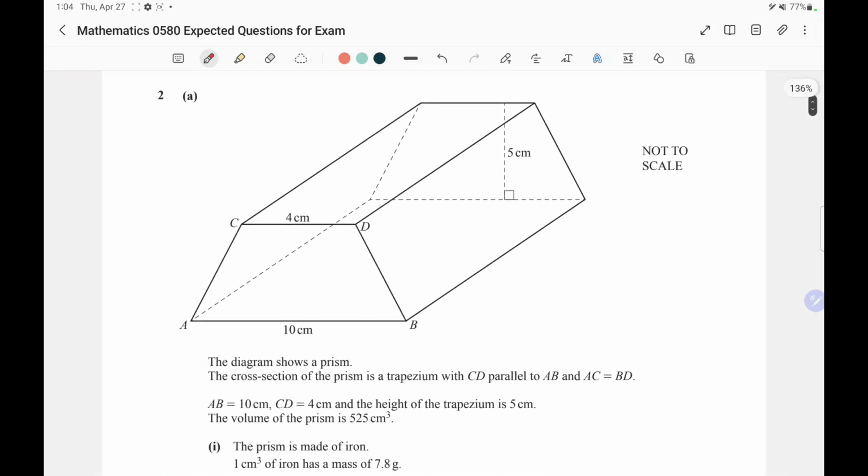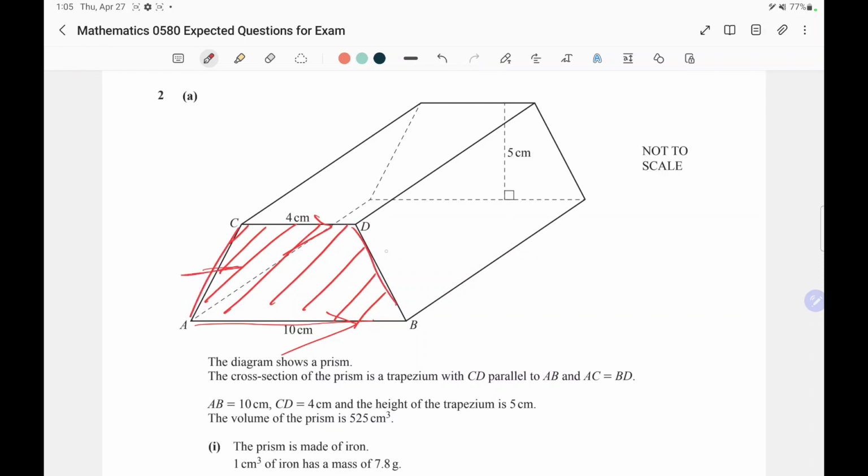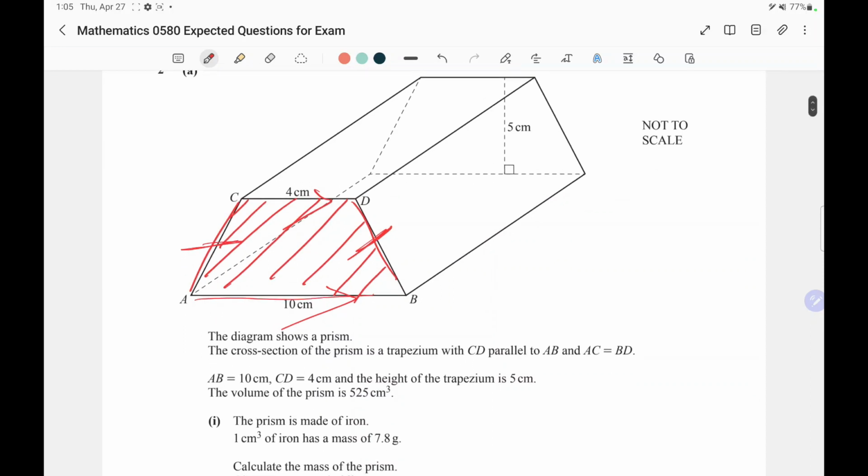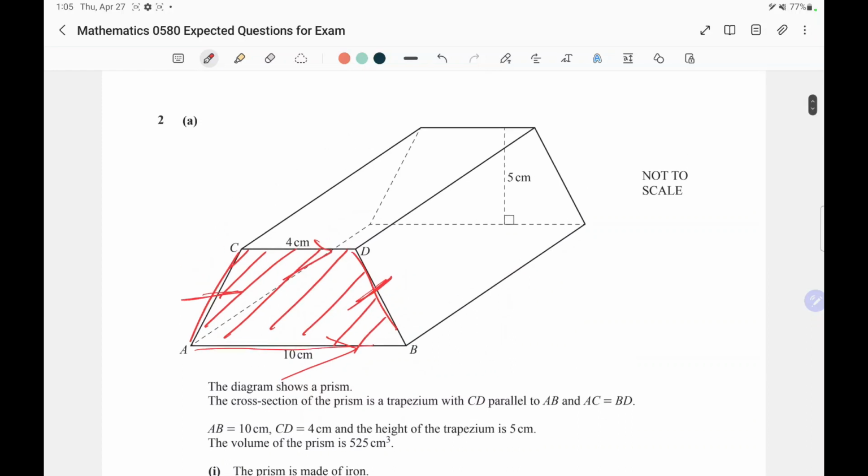Now this is a different question, based on a prism. The cross section of the prism is a trapezium. So this part is a trapezium that's given to us, and CD is parallel to AB. Okay, fine. And AC equals BD. This length equals this length. AB and CD are given. Height of the trapezium is 5. So if this is 5, this will also be 5.